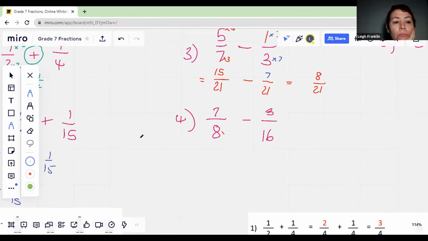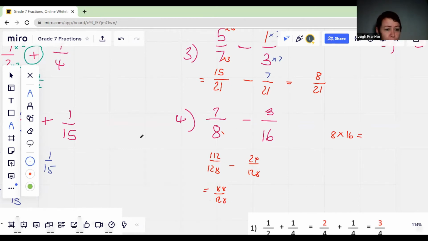I said 8 times 16, and also in my numerator, 7 times 16. Then on the 3 over 16, I said 16 times 8, 3 times 8. Then for my 7 over 8 times 16 gave me 112 over 128 minus 24 over 128. Then my final answer is 88 over 128. Okay, now that is not wrong. There's nothing wrong with what you've done here. The only thing is now you've worked with really, really big numbers.